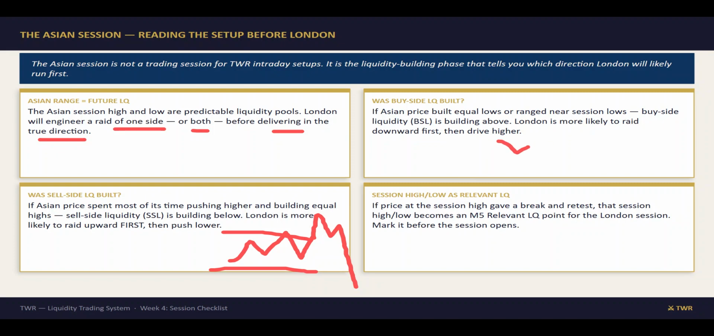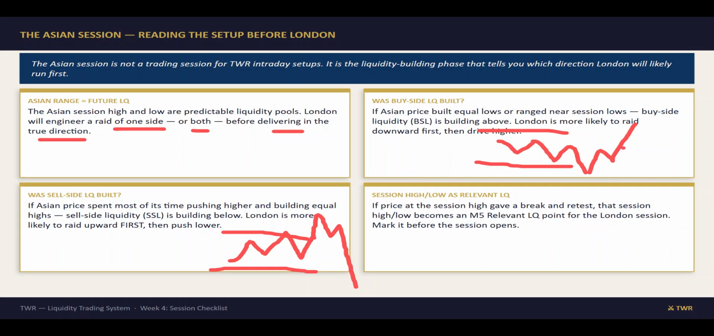So you find Asian session doing something like this, building up buy side liquidity. You find that London is more likely to raid downward first, then drives higher. Then after that, now we're going higher. So you can just decide to play these.